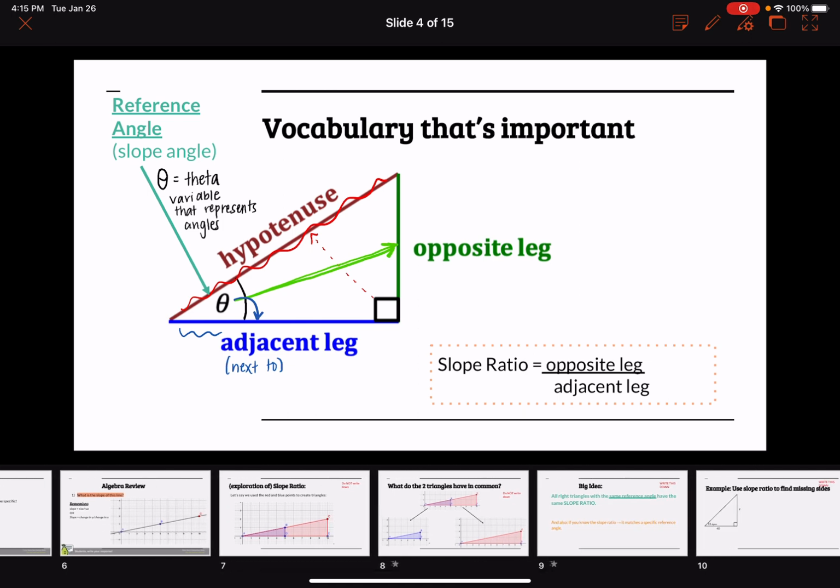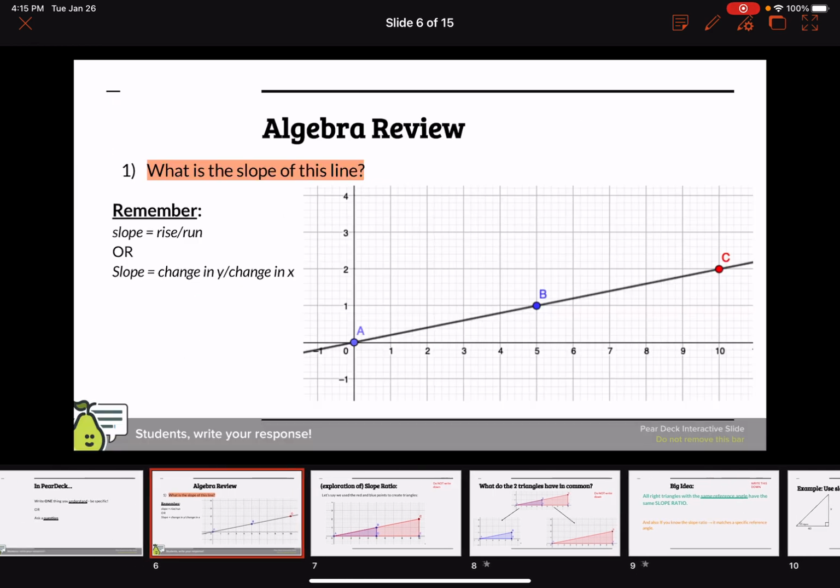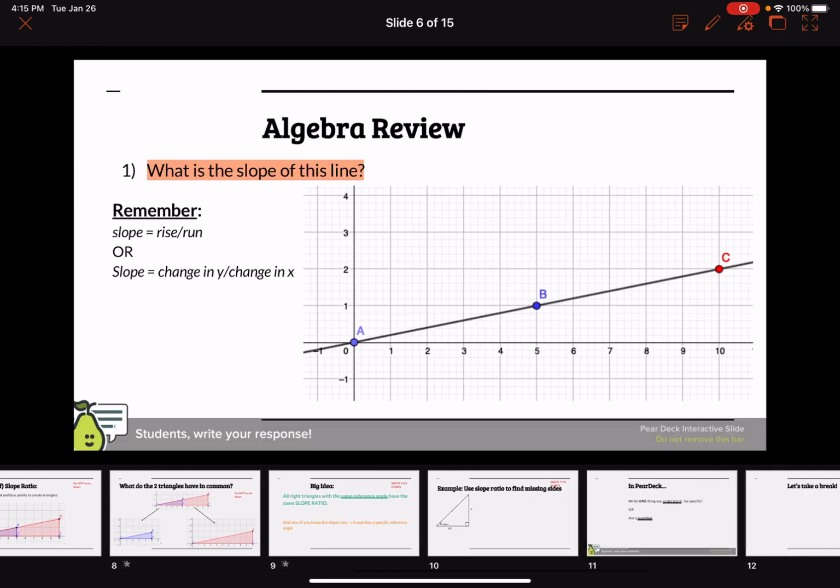Now that we have that vocabulary, let's review what we learned in class. First, we reviewed slope. We can take a point on a line and see how much rise, in this case 1, divided by how much run, in this case 5. So the slope is rise 1 divided by 5, run.